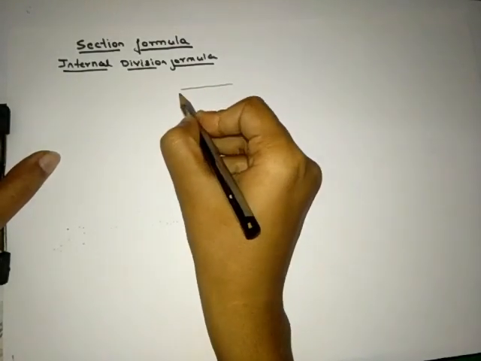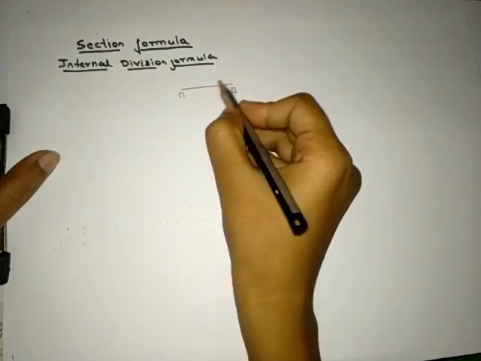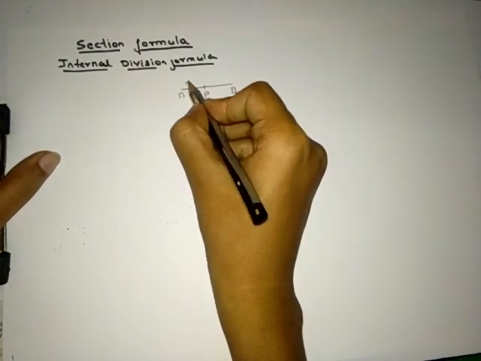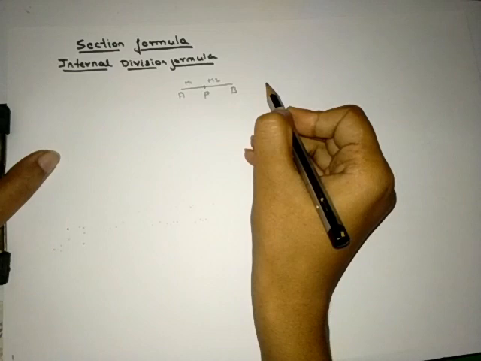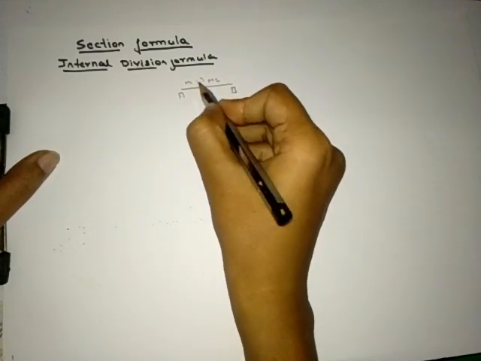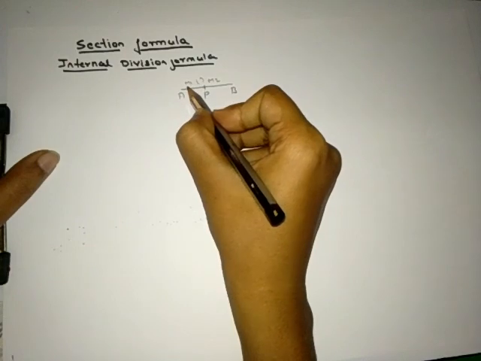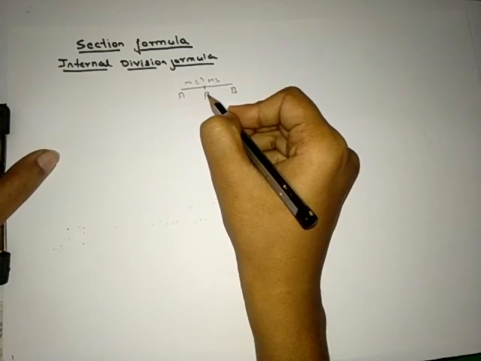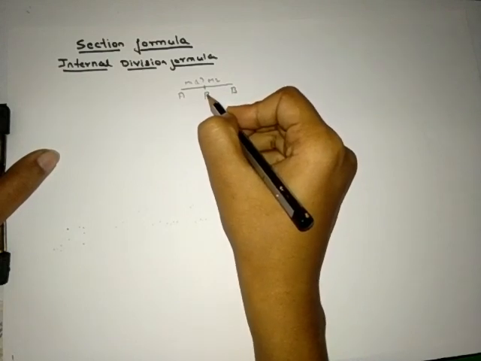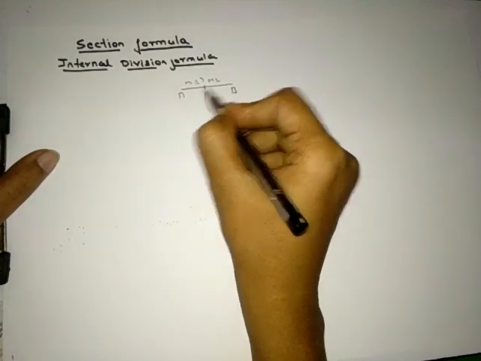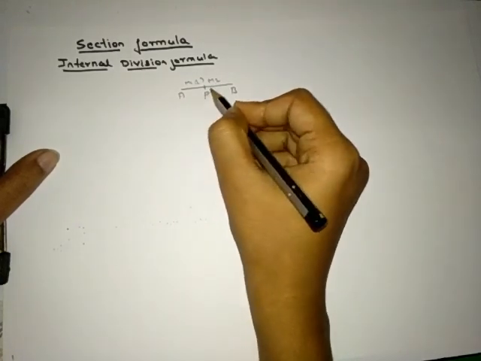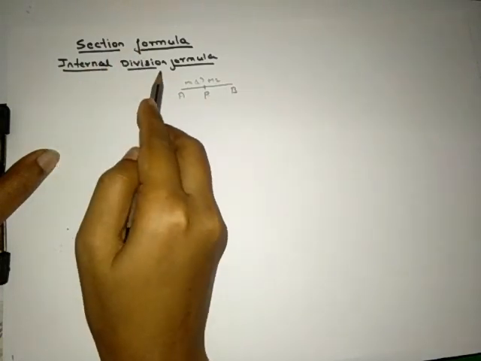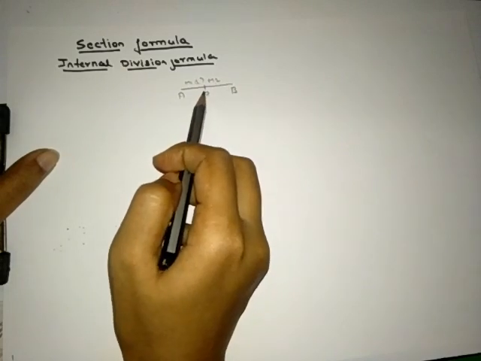This is a line segment. We'll name it as AB. There is a point P. This point P is dividing the line segment AB in the ratio m1 is to m2, and we need to find the coordinates of this point. And also you can see that the point P is dividing the line segment internally, meaning it is between A and B. So this is why we say it is the section formula for internal division. It is dividing the line segment internally here. Okay, let's begin.